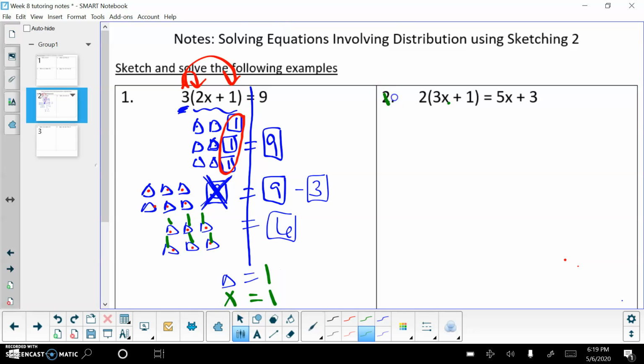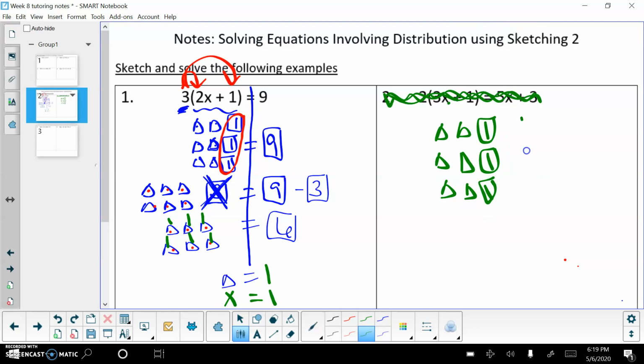Now I'm going to check it. I'm going to come over here to the other side. Instead of doing problem number 2, I'm just going to do my check over here. I'm going to re-sketch my original sketch before I combined it. You always want to try to go back to the most original.